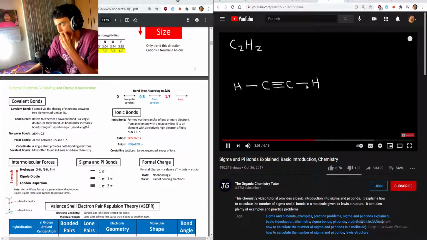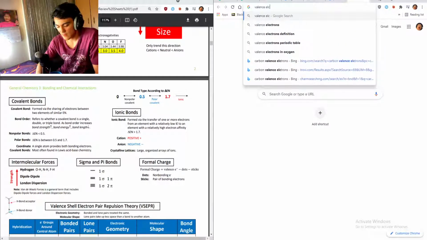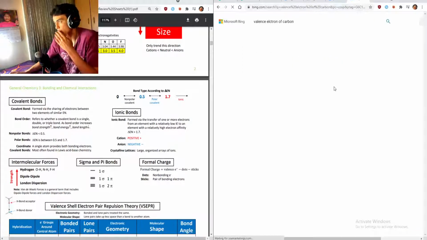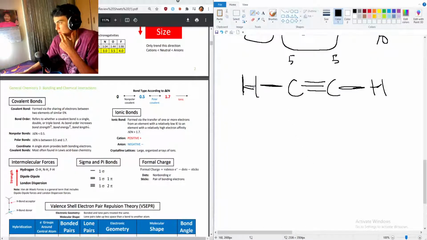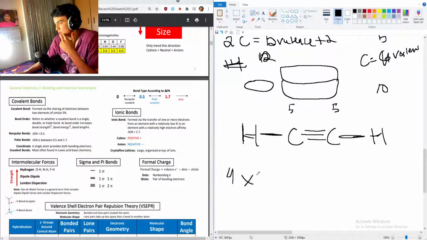Now, how many sigma and pi bonds? Valence electron. Is it 4? It's 4. I'm dumb. Oxygen has 6. Sorry. So carbon has 4 times 2 carbons, which is 8, plus the 2 from the hydrogens, which is 10. And this satisfies the octet rule because there's 2 for hydrogen, and there's 8 around this carbon, and there's 8 around this one too.